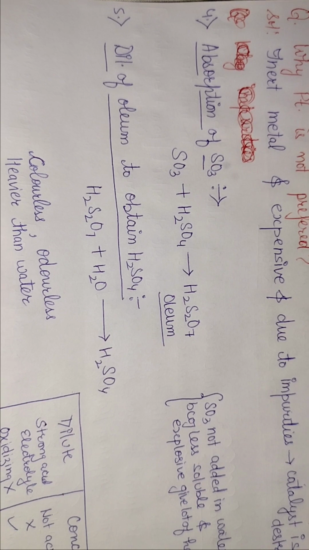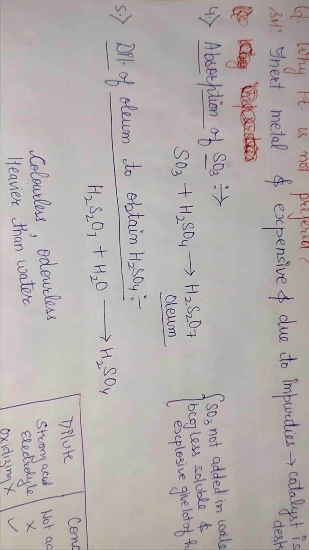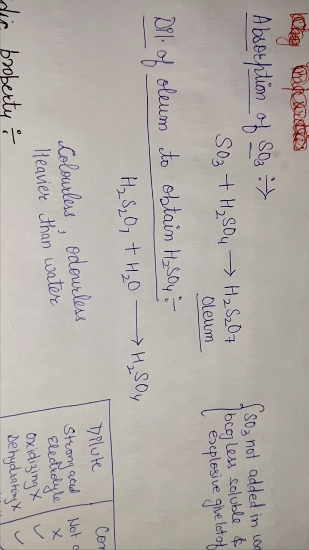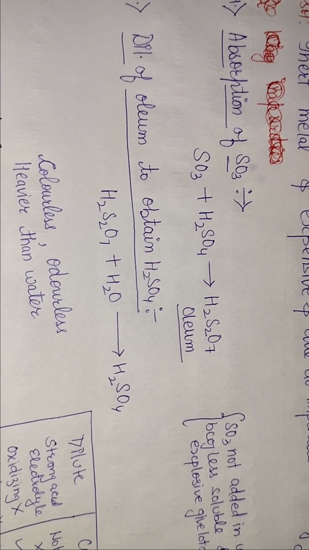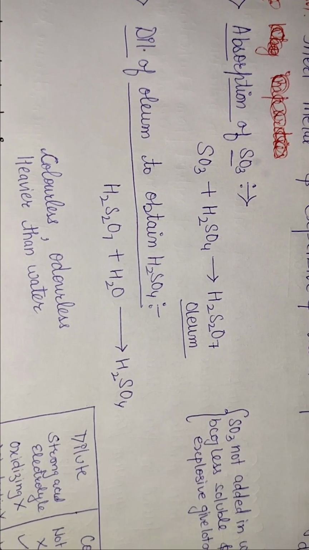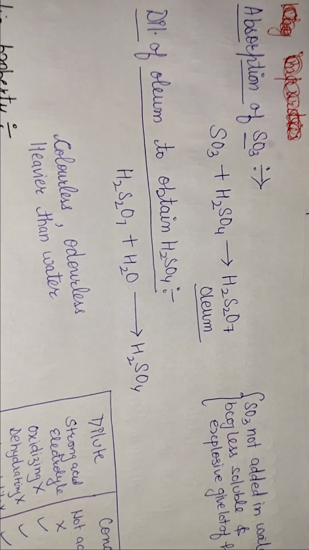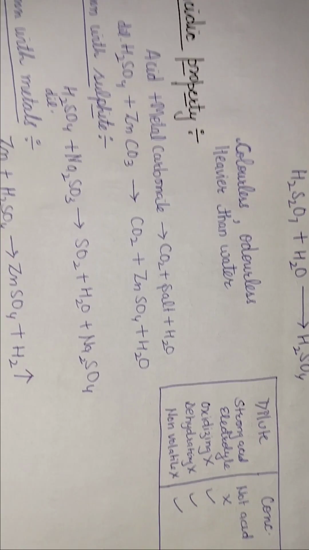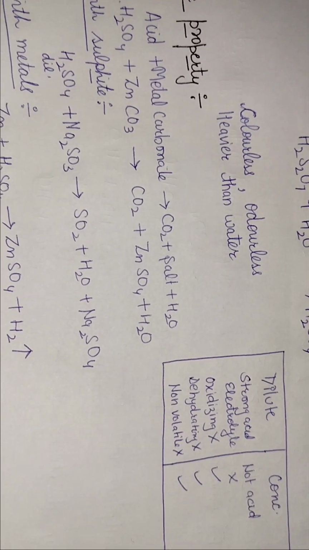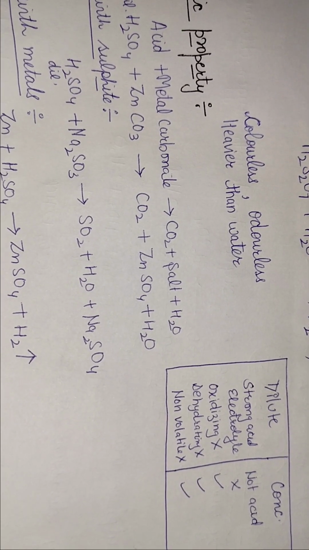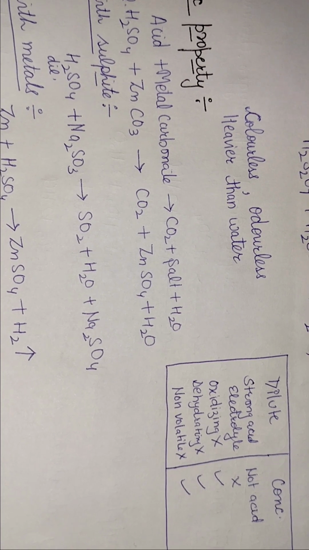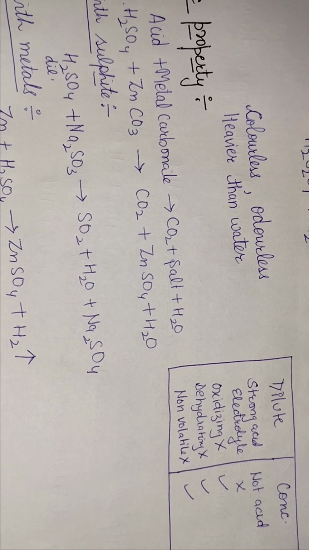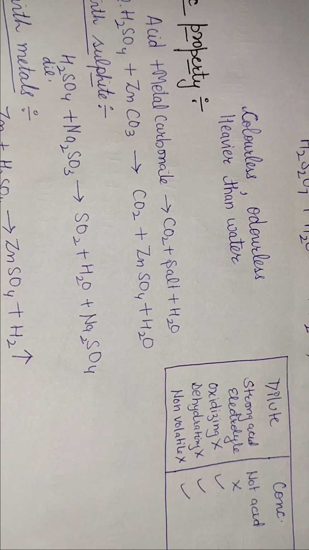So through contact process we can manufacture oleum also, okay. Then dilution of oleum leads to the formation of H2SO4. If we talk about the properties of H2SO4, it is colorless, odorless, and heavier than water, okay. Concentrated H2SO4 is a weak acid. We can say a weak acid as compared to dilute acid, because as we all know, acid gives H positive.